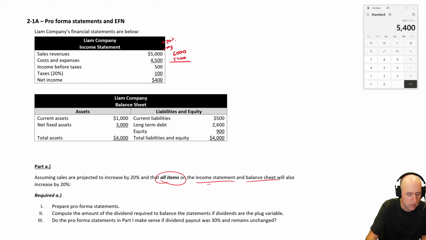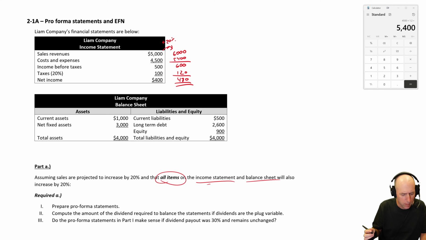Sales minus costs and expenses gives us our income before tax. 6,000 minus 5,400 is 600. And you can see this is also a 20% increase from the year before. Taxes are 20% of that. They're going to be 120. And 600 minus 120 is 480. Okay, there we have it. Everything has gone up by 20%.